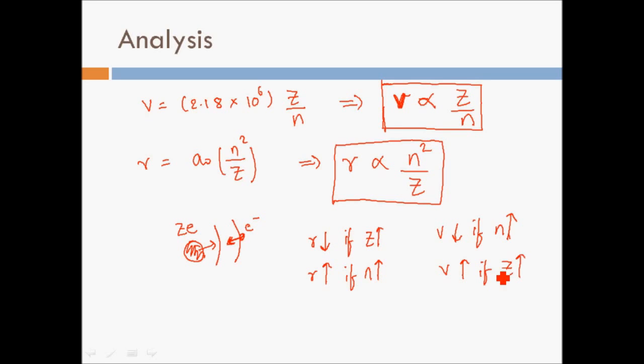So in the next session we'll look at the energy calculations, and the mathematical formulation of the energy of the electron or the energy of the orbit in Bohr's model.